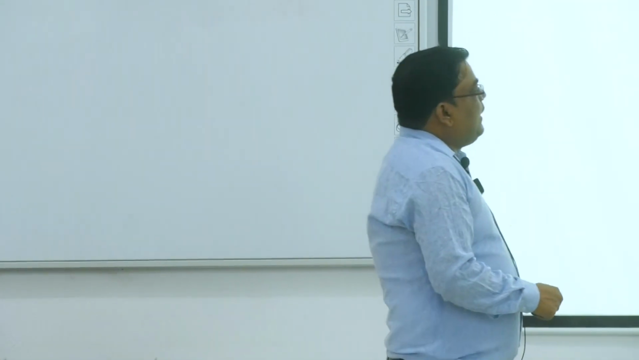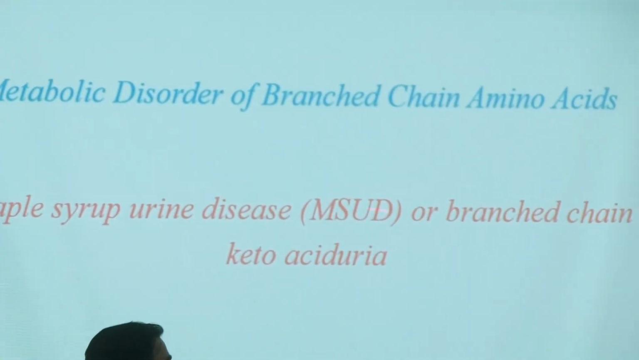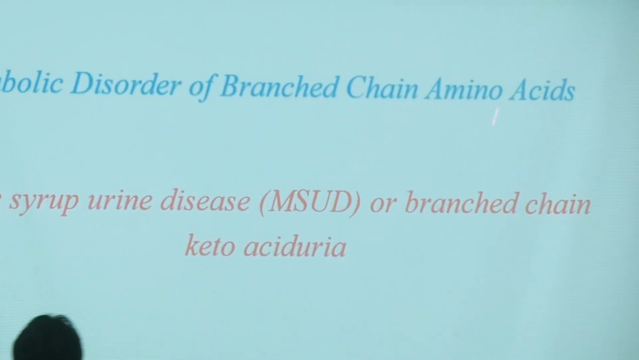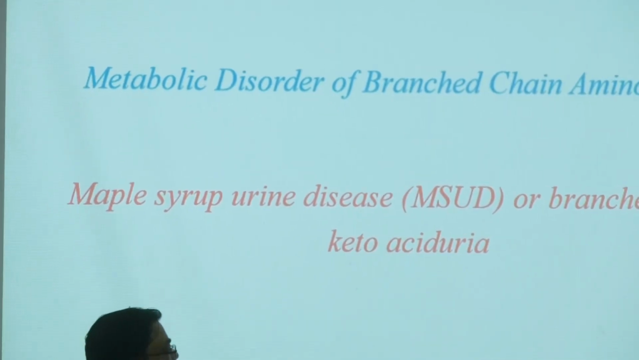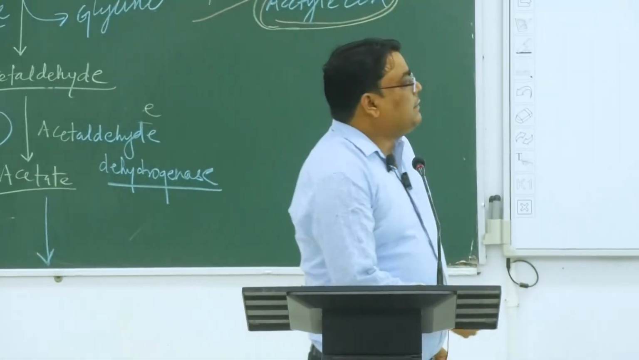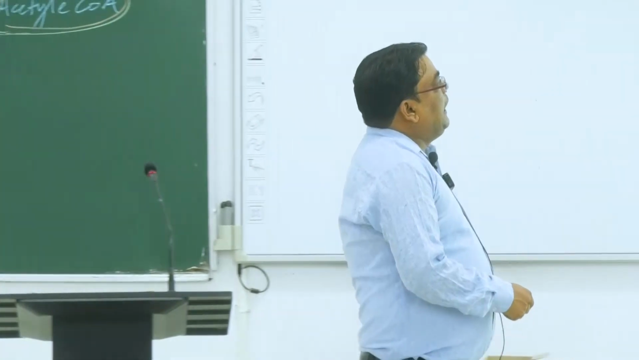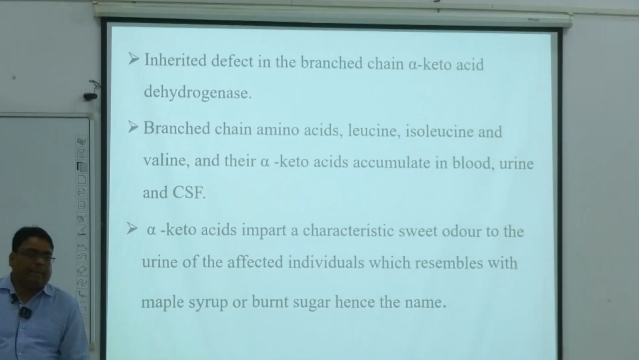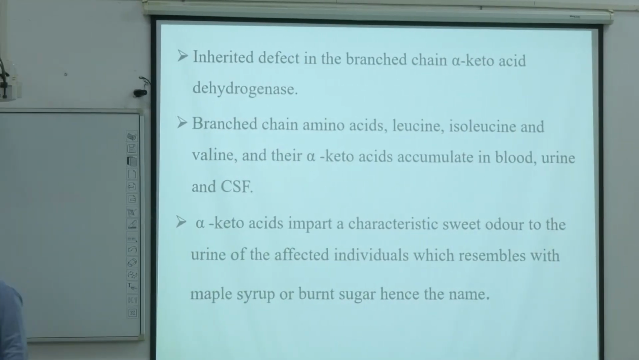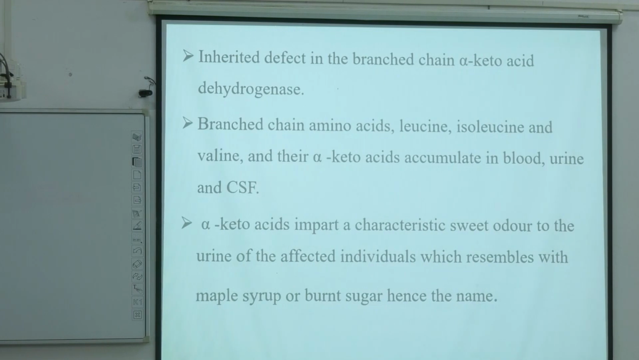Now there is only one important metabolic disorder related to the branch chain amino acids, that is maple syrup urine disease or branch chain ketoaciduria. What happens in this case? In this, the alpha ketoacid dehydrogenase enzyme is deficient. It is not present. It is not synthesized.